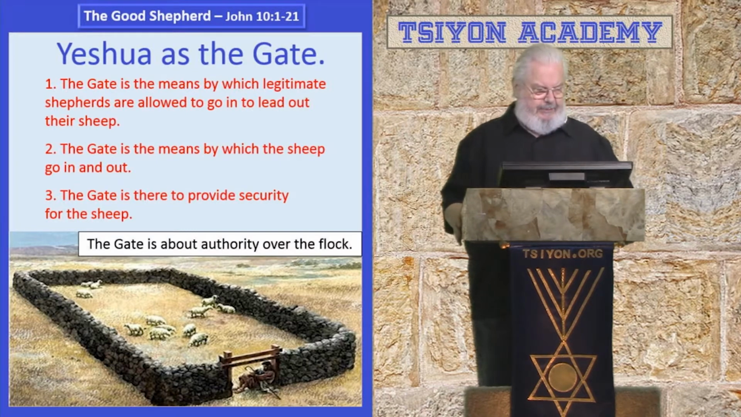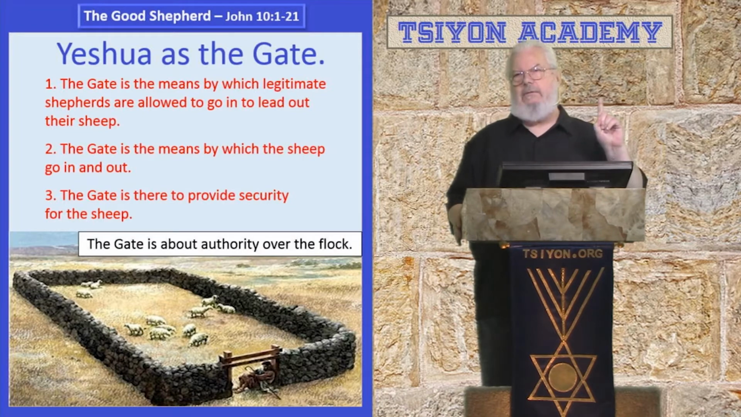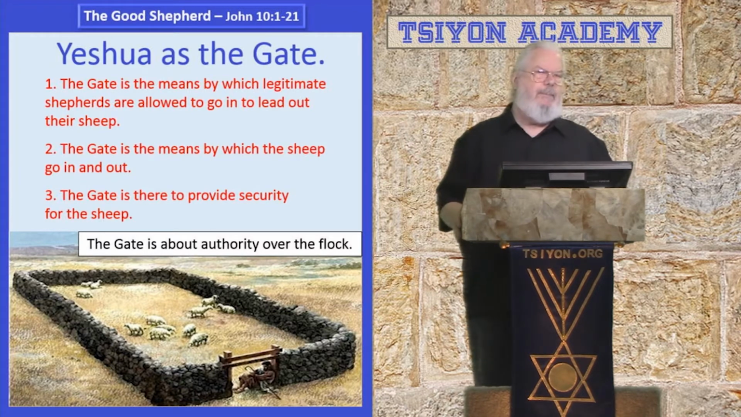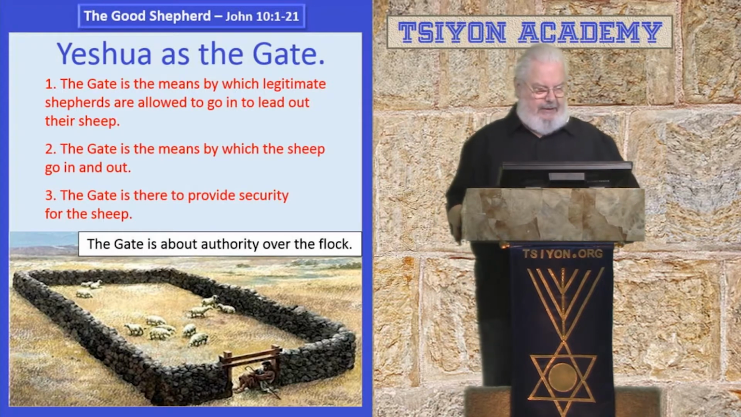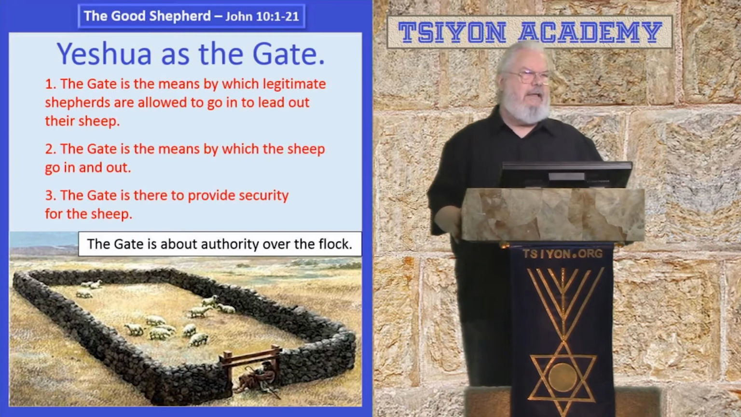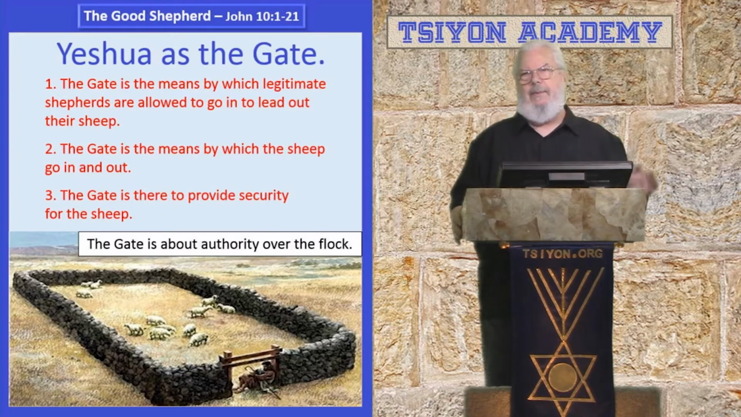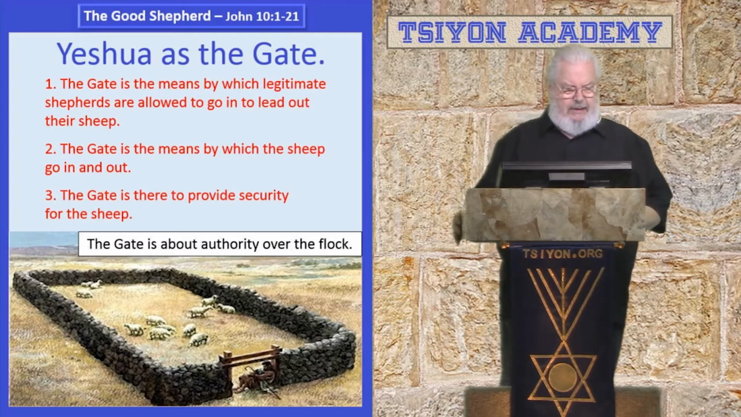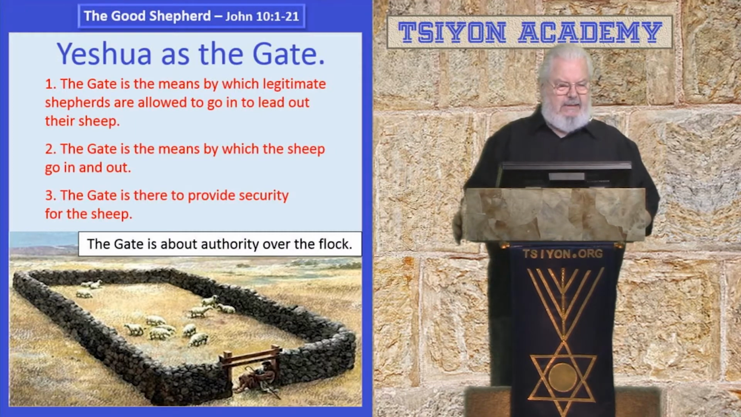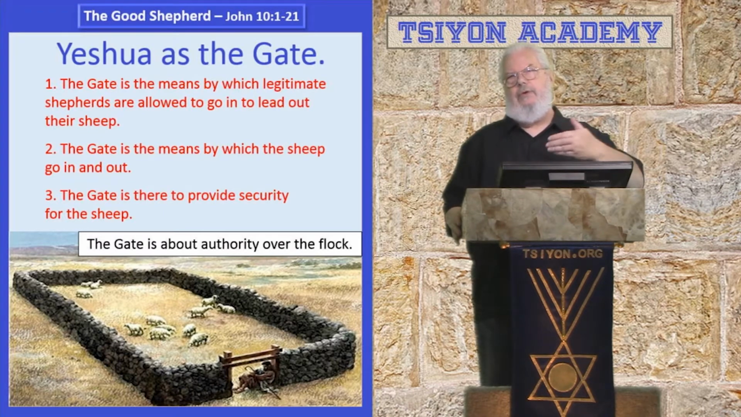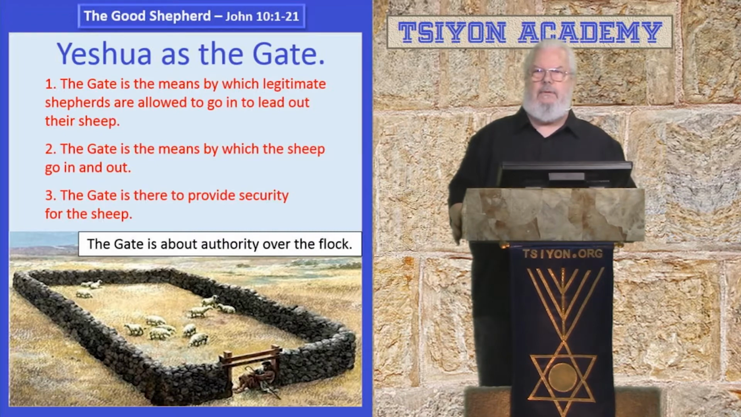And as you see here in the picture, you have one gate, and that's to control the flow of what goes in and out of this sheep pen. You have a shepherd, the head shepherd, sitting in the gate, and he's the one who controls what happens there. So this is talking about the gate as a means of controlling who can have access to the sheep.